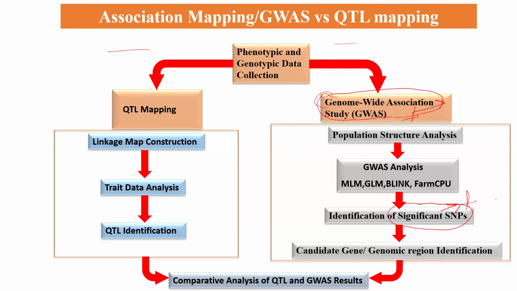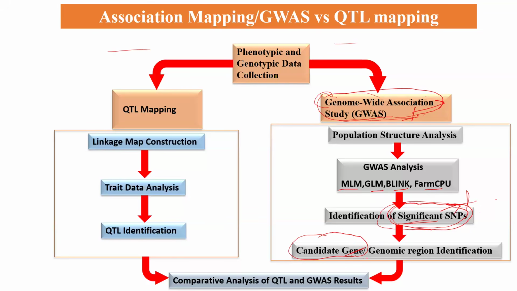So, in genomic association mapping, the genome-wide association study, the GWAS tool, is used to identify the significant SNPs present near the candidate gene that affects the trait. Okay, by using different models: MLM, GLM, Blink, FarmCPU, and other models. After the identification of the significant SNP, we identify the candidate gene. Candidate gene means the genes present near the identified significant SNP that probably affect the trait.